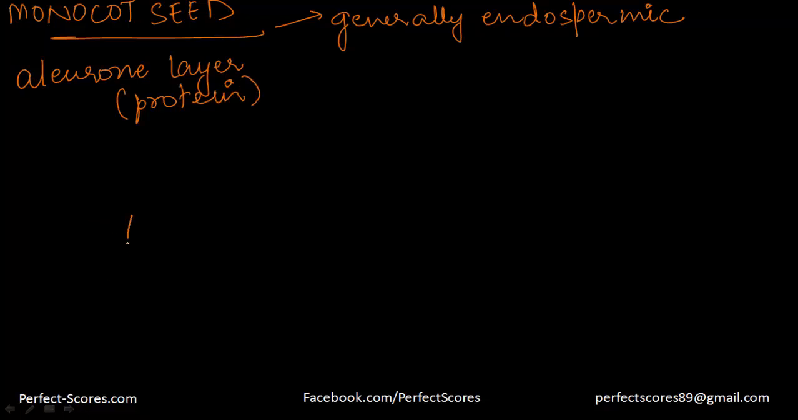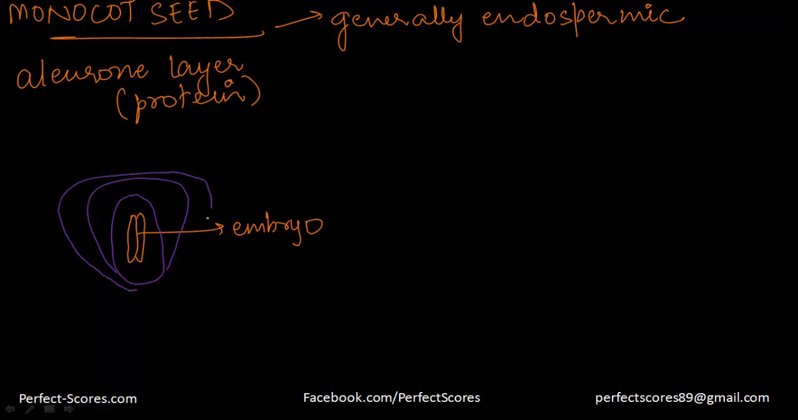And if you draw a structure, let's suppose this is the inner embryo. And then outside the embryo, you have another layer. And then there's another layer of the endosperm. And then another layer of the seed coat. So this is how it looks like. And this part, where I'm drawing these diagonal lines over here, this is the endosperm.